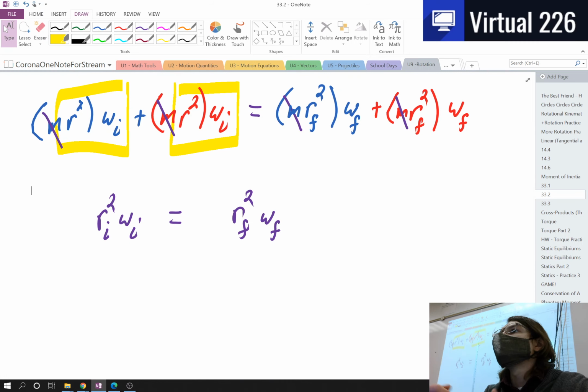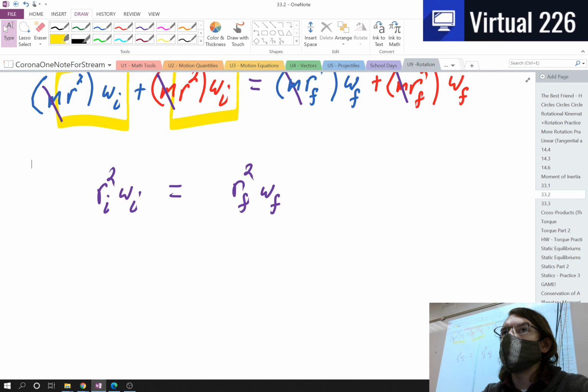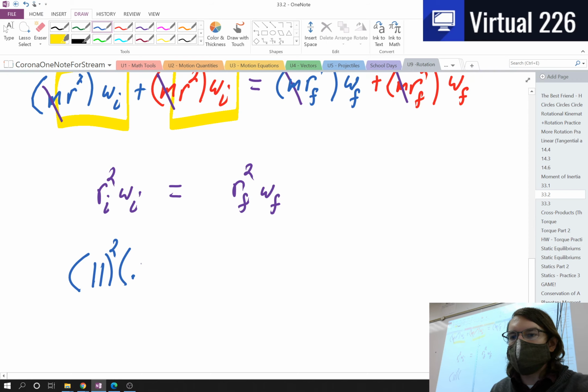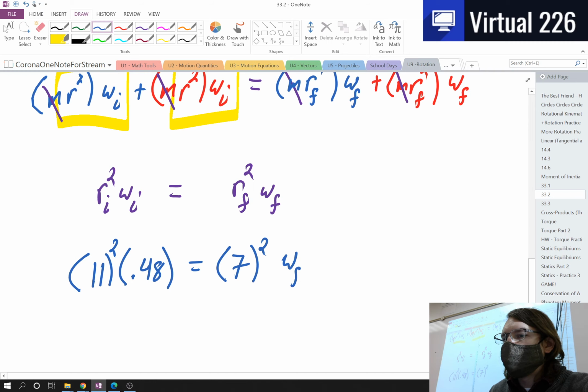Which means at this point, we just really have a ratio of distances you are away and what your angular velocity is. And this idea will actually come back later on when we start talking about planets going around for their perihelion and aphelion, which are words we've never talked about yet. But I digress. This means that this problem is pretty easily solved. We can just say it is 11 squared by their initial angular velocity of 0.48, and that's going to equal 7 squared times their final angular velocity.